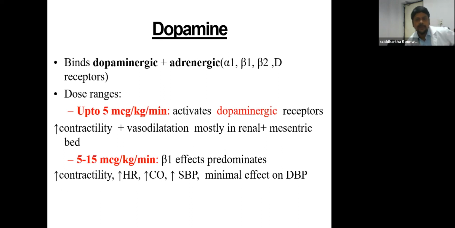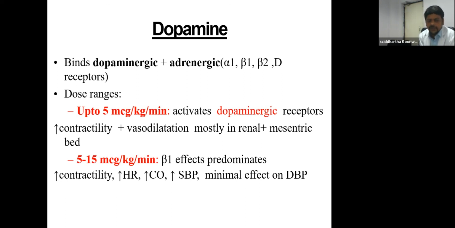Now coming on to dopamine. Dopamine is given if we do not have adrenaline available with us. Dopamine binds with dopaminergic as well as adrenergic receptors. At lower doses, dopamine causes increased contractility as well as vasodilatation in renal as well as mesenteric bed, which is not a very significant effect for shock. We use doses more than 5 microgram per kg per minute in patients of shock.